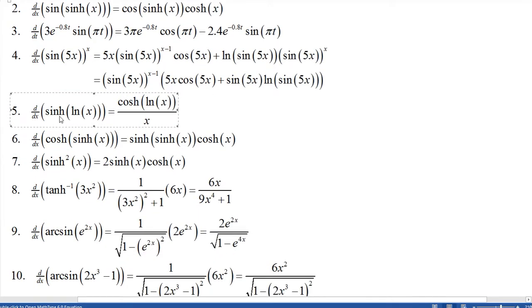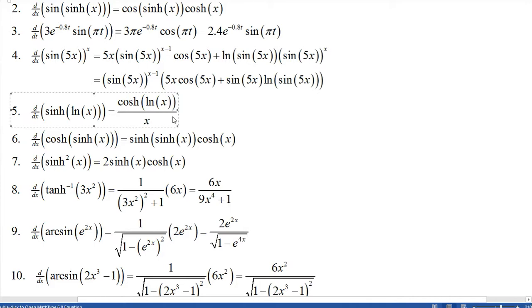Next, the derivative of sinh of log of x. Let u be log of x, the natural logarithm of x. The derivative of sinh u is cosh u, so that's cosh of log of x. And then we want to multiply by the derivative of log x. The derivative of log x is 1 over x. And we have to make sure that x is positive, but that's implied by the natural log of x here.